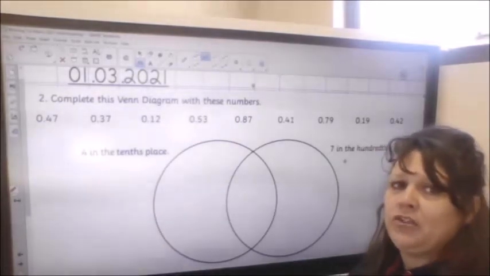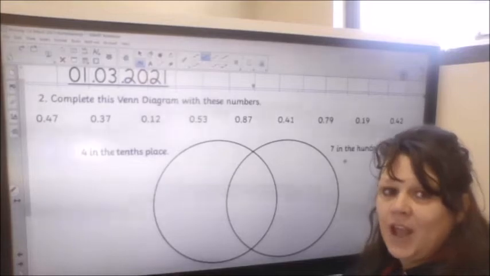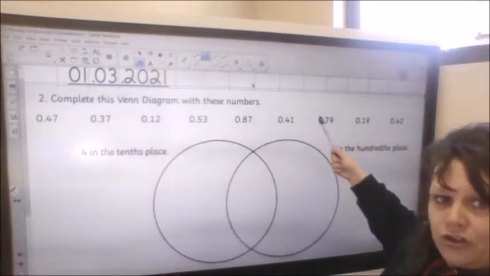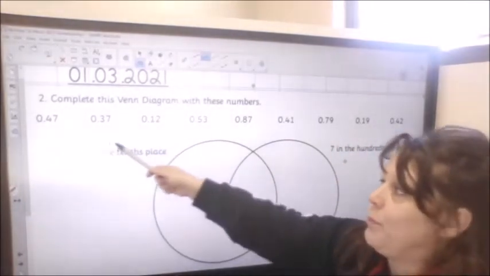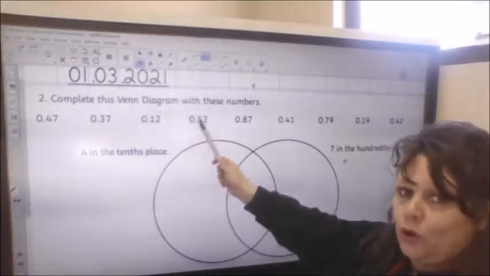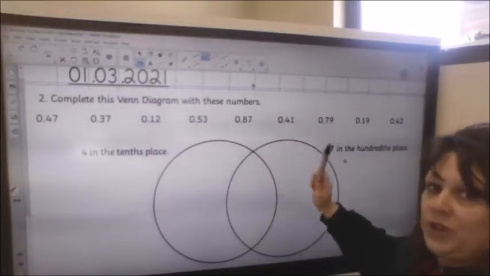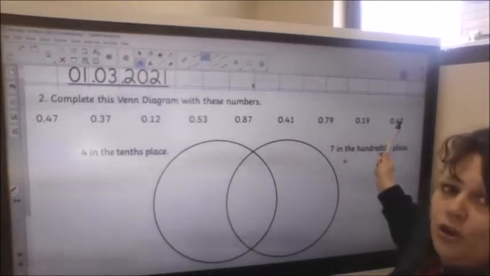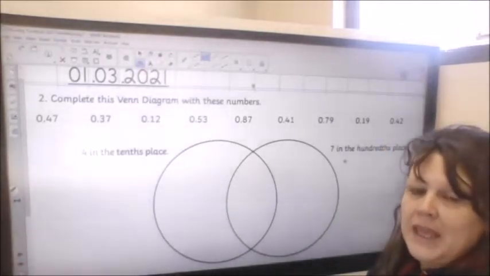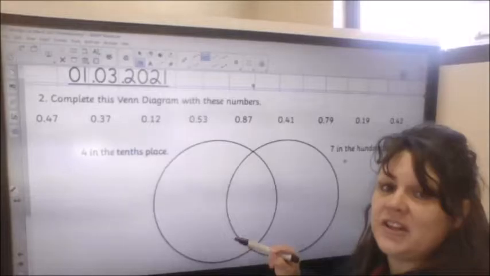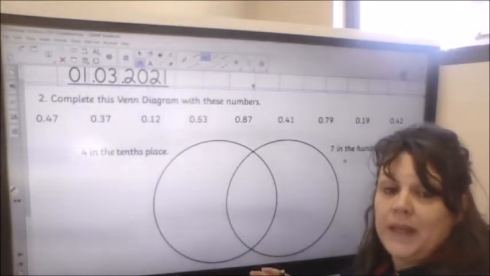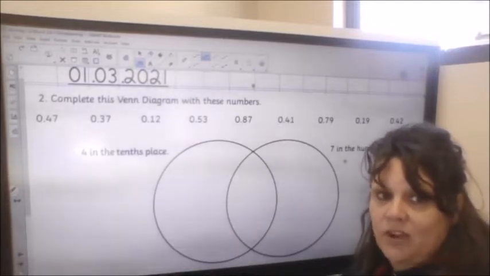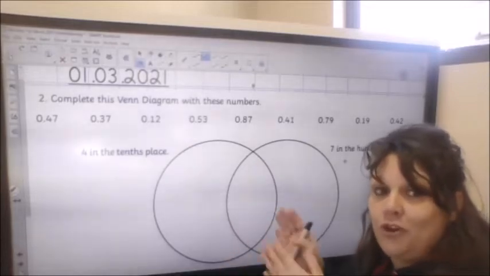Okay, here we go with brushing those weekend cobwebs away with a little starter activity. Now, we're going to be looking at rounding decimal numbers today, so we've got a bit of a decimal starter. You have got some decimal numbers across the top of the screen: 0.47, 0.37, 0.12, 0.53, 0.87, 0.41, 0.79, 0.19, and finally 0.42. Now remember, immediately after the decimal point is the tenths column in our grid. Straight after the tenths column is the hundredths column.